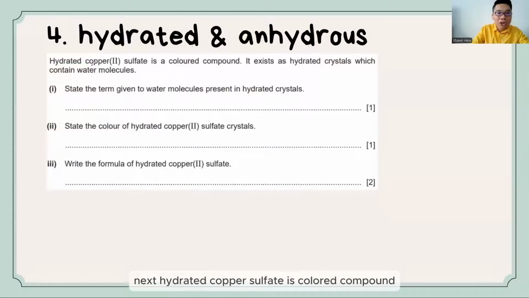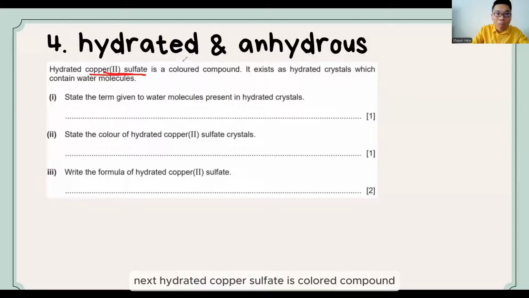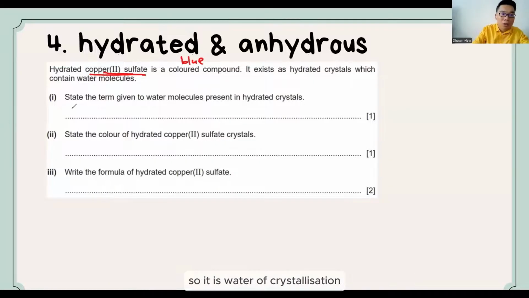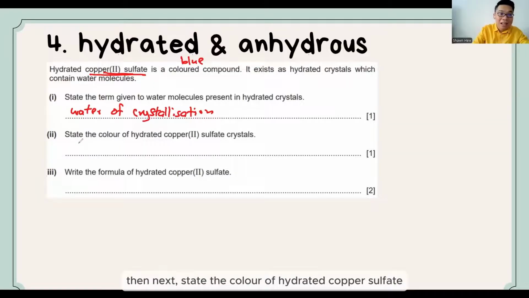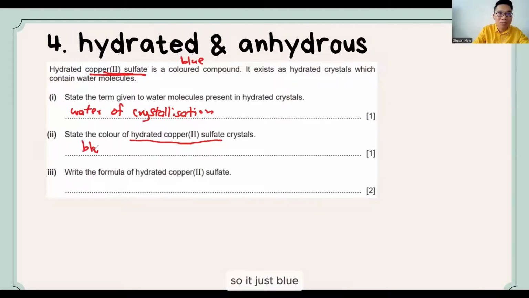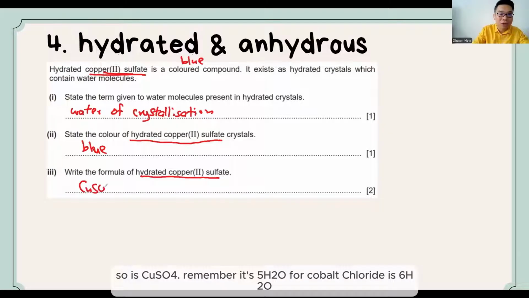Next, hydrated copper sulfate is a colored compound which is blue. It exists as hydrated crystals which contain water molecules. State the term given to the water molecules present in it. So it is water of crystallization. Then next, state the color of hydrated copper sulfate. So it's just blue. Write the formula of hydrated copper sulfate. So it's CuSO4 dot, remember, it's 5H2O. For cobalt chloride, it's 6H2O.